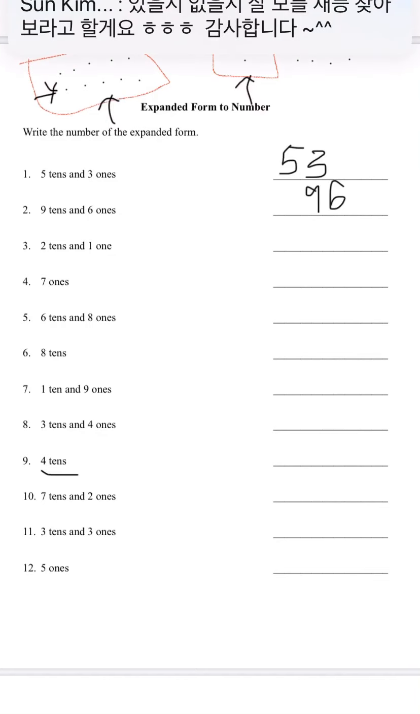Okay, now let's try number 2. 9 tens and 6 ones. 9 tens. So if we have 9 of these, we're going to have 90. And then 6 of these. So we're going to have 96. Okay. Now let's try number 9. It says 4 tens. So we're just going to have 4 of these. So it's going to be 40.